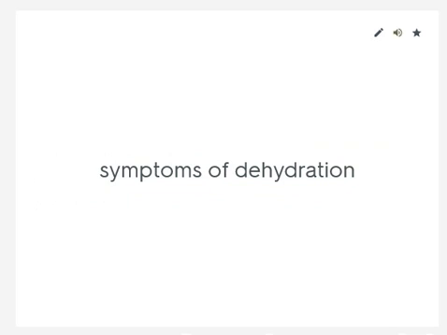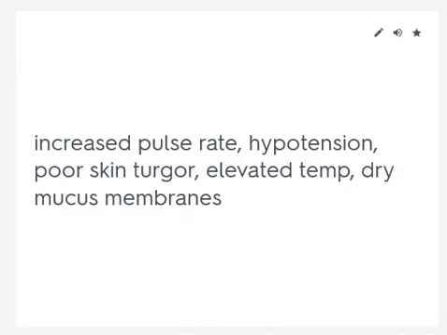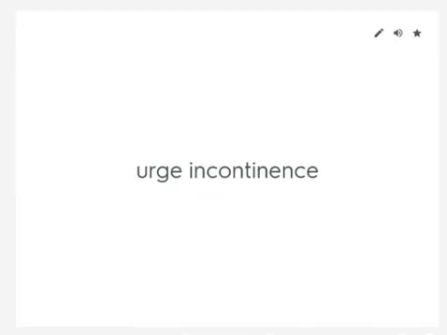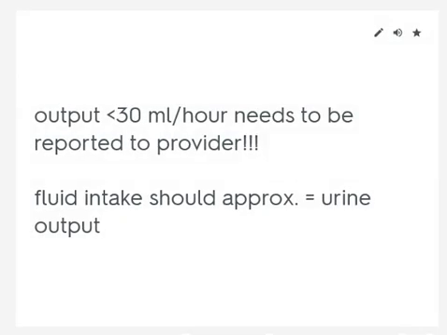Symptoms of dehydration: increased pulse rate, hypotension, poor skin turgor, elevated temp, dry mucous membranes. Inability to reach bathroom in time due to overactive detrusor muscle: urge incontinence. Urinary elimination: output less than 30 milliliters per hour needs to be reported to provider. Fluid intake should approximately equal urine output.